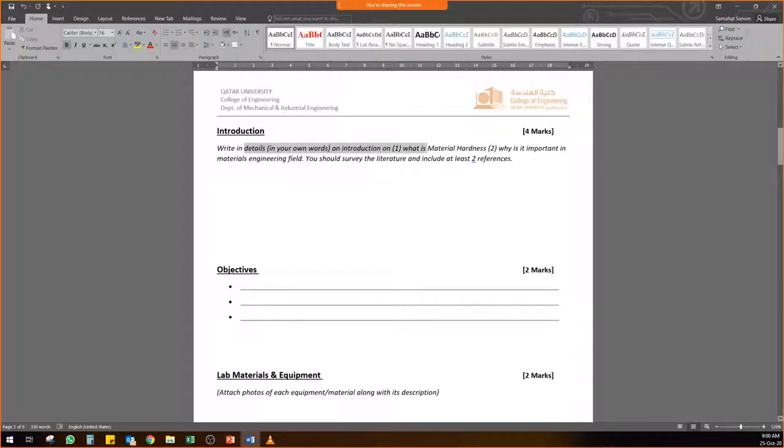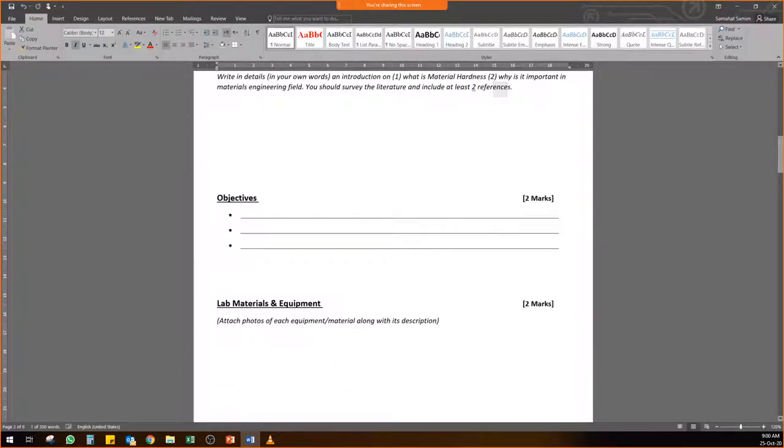Write in detail about what material hardness is and why it is important in the field of material engineering. You should survey literature and include at least 2 references. So I need 2 references for your introduction here, and I will check if you take the information from these references or not. Do not copy paste the information, try to paraphrase it.